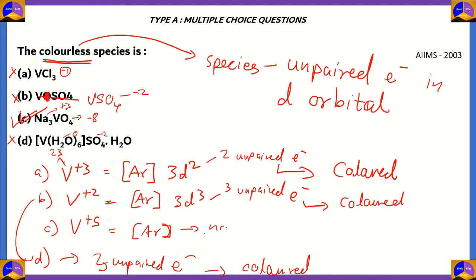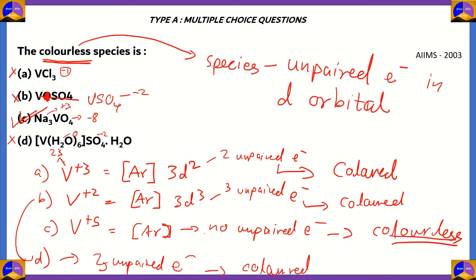That means no unpaired electrons, which means that in option C, the compound Na3VO4 is colorless. So therefore, the right answer is option C. Now, if you already have come across the question, then you would know that C is the answer just by looking at the configuration of V3+, V2+, V5+, etc. So this is the rigorous justification.